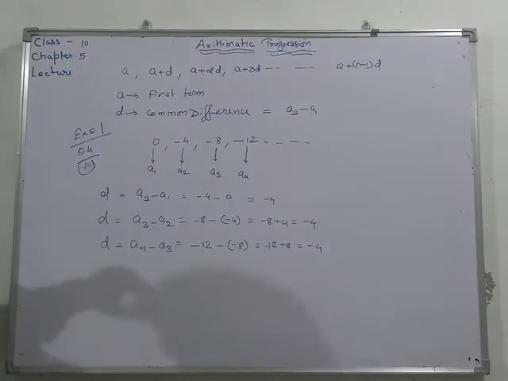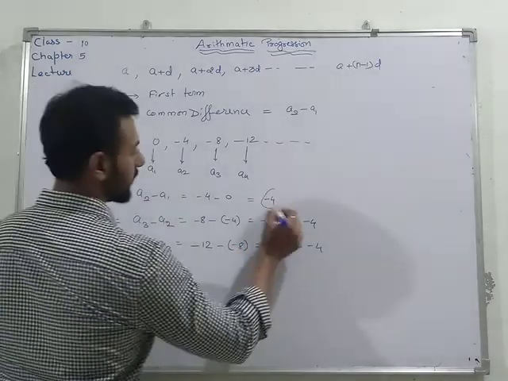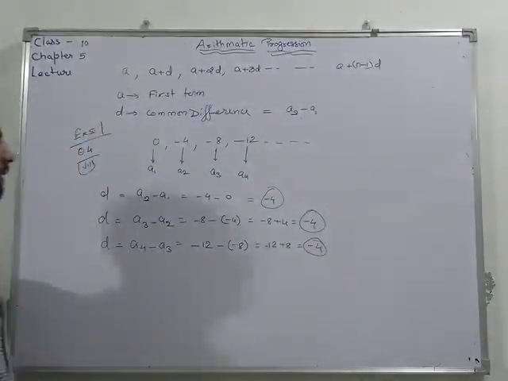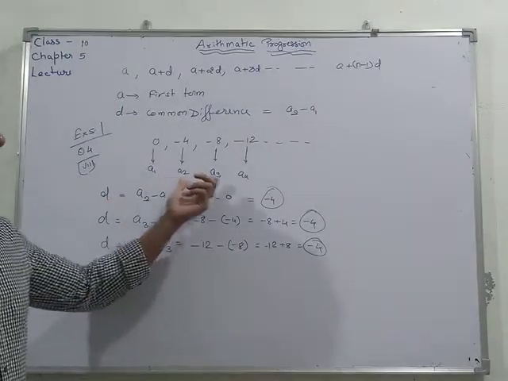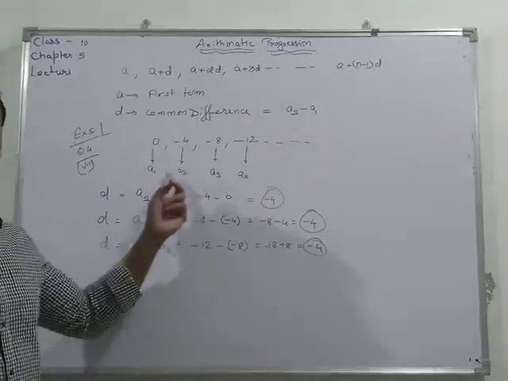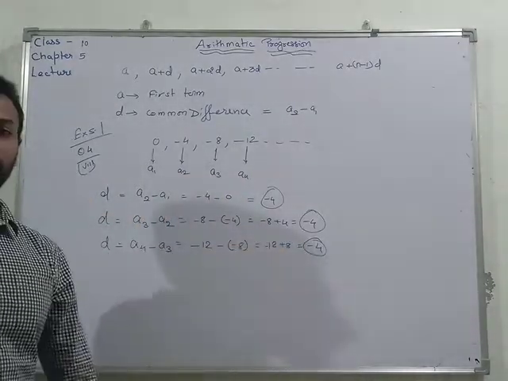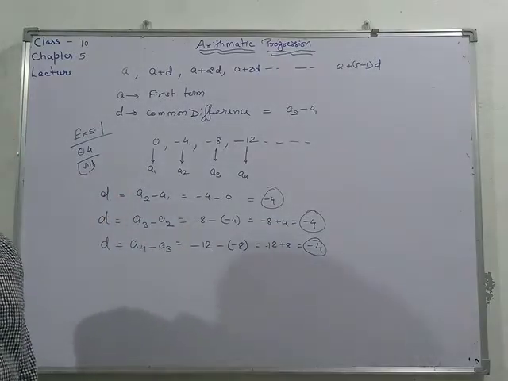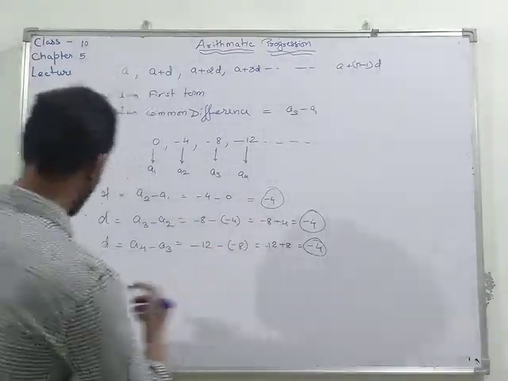We can see that the common difference between the two consecutive numbers is coming the same: minus 4, minus 4, minus 4. So what is arithmetic progression? Arithmetic progression is the series of those numbers which have a constant common difference between two consecutive numbers. So we are getting the same common difference, so this is an arithmetic progression. Now the second part asks to find the common difference d and write 3 more terms. So common difference is minus 4.